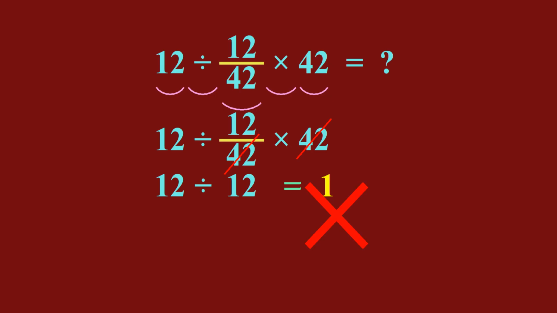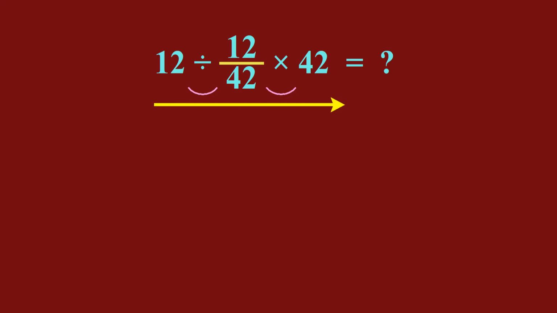But this answer is not correct because according to the order of operations, multiplication and division have equal priority and we have to work from left to right. So we have to do this division first, then this multiplication. If you do this multiplication, then this division, it's wrong. So we have to do this division first.